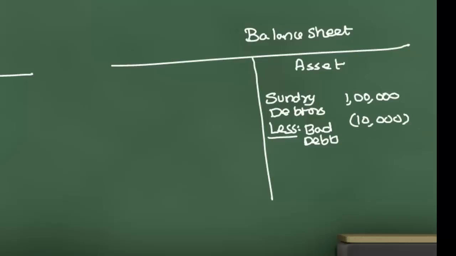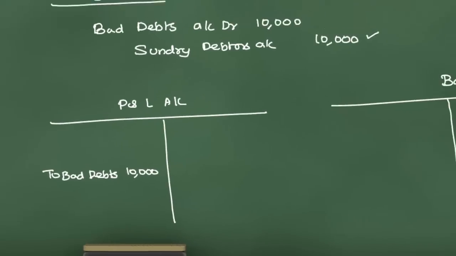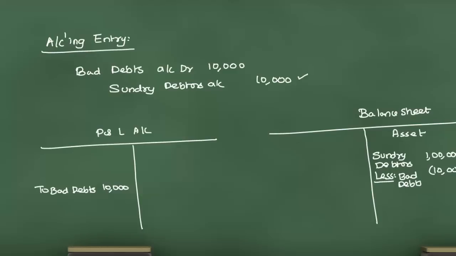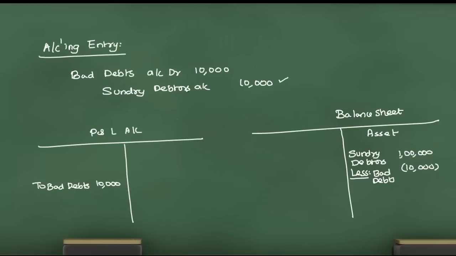And what's the debit effect? Which will find a place in P&L on the expenses side. So to bad debts, how much it is? 10,000. So in this way we have given effect for bad debts in P&L, in balance sheet, and we have also passed the accounting entry. Next, the question says also provide 5% provision for bad and doubtful debts.